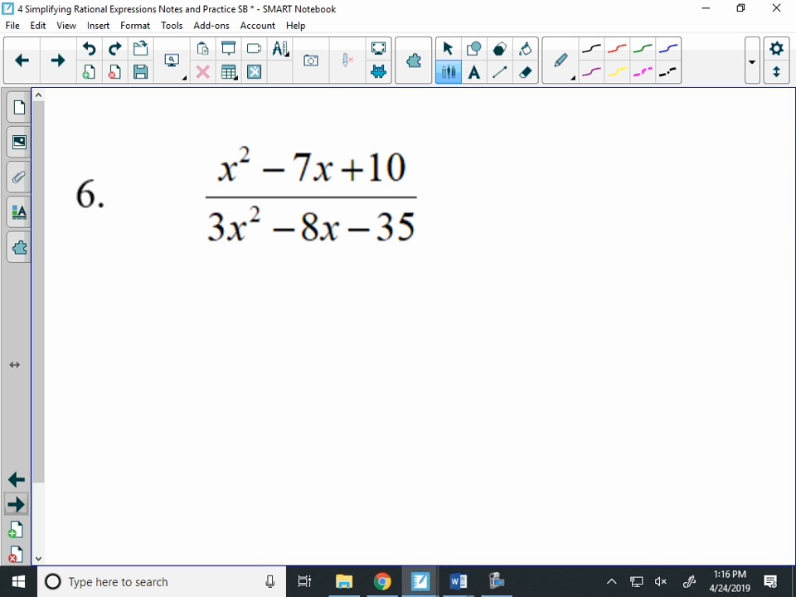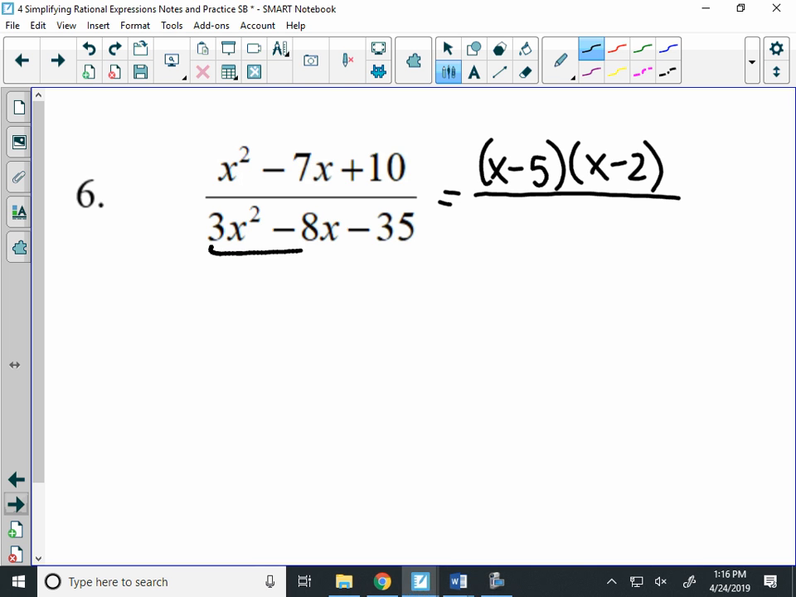All right, last one here. Let's factor the numerator. Two numbers that multiply to 10 and add to negative 7. Negative 5, negative 2. All right, the numerator is quick. Let's talk about the denominator. Now, I know this is a no calculator unit. The numbers are not going to be that bad here. But 3 times negative 35, I'll give you a hint, it's negative 105. So I need two numbers that multiply to negative 105 and add to negative 8.